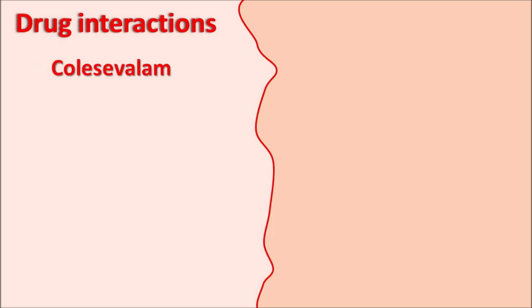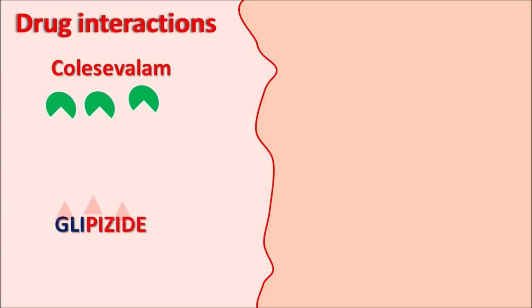Similarly, a few of the drug interactions can be observed at the absorption phase. Cholecalciferol is one of the bile acid binding resins. Similarly, other drugs like cholestyramine are bile acid binding resins, which are macromolecules. So when they are given along with glipizide, they can form a complex with glipizide.